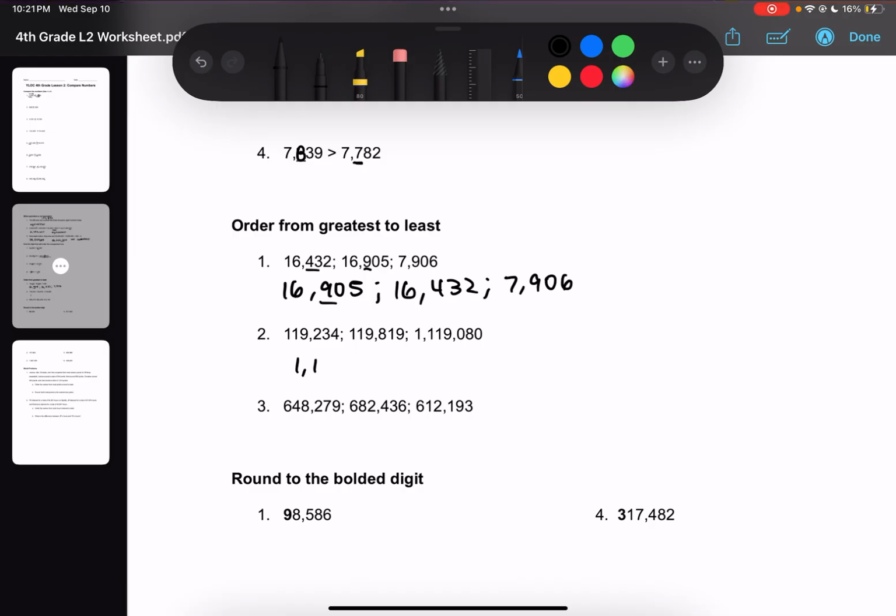So the 1,119,080 is the greatest, and after that, it's going to be 119,819 is the next greatest, and the least is 119,234.